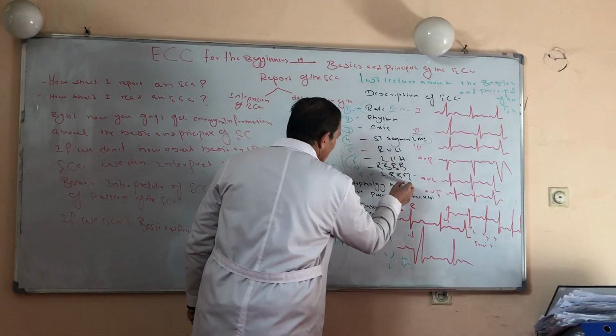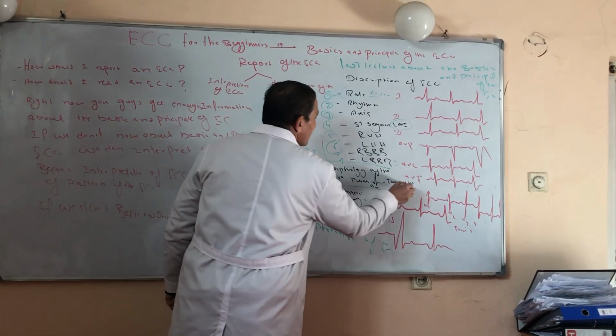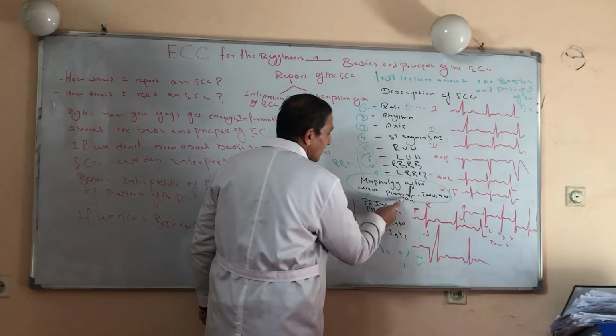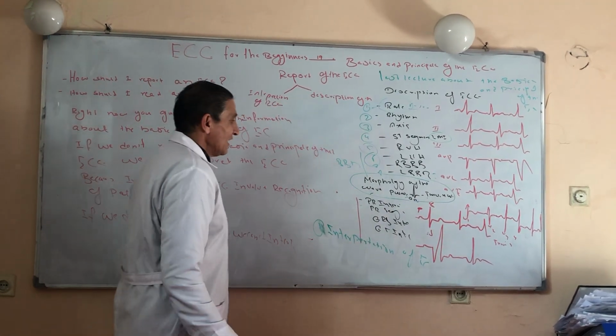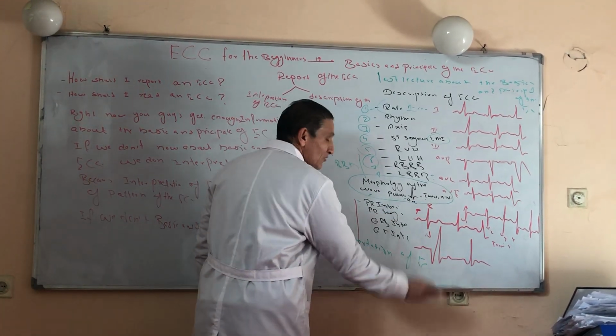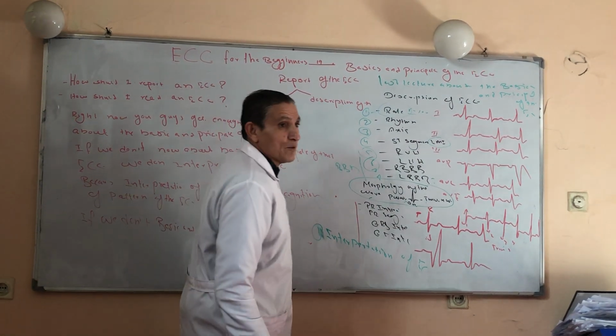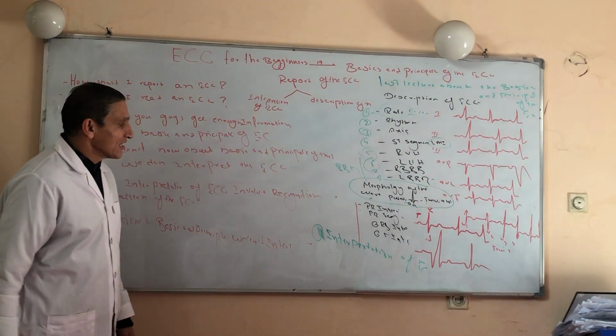And in addition to these things, we also should think about the morphology of the wave, especially P wave, QRS complex, and T wave. In addition to this morphology, we should think about the intervals. How many intervals are very important? Three intervals: PR interval, QRS interval, and QT interval.